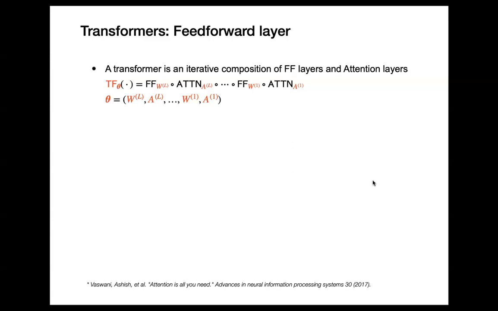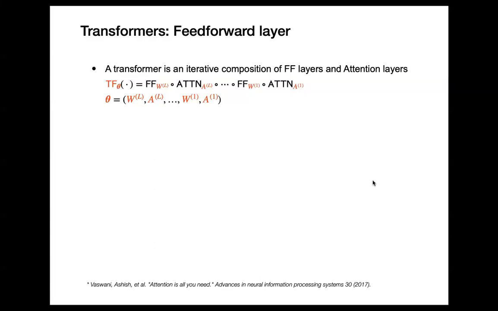So opening up this black box, a transformer is an iterative composition of feed-forward layers and attention layers. So TF theta, with this parameter theta, is a composition of feed-forward layers with parameter WL and attention layers with parameter AL, and then we iteratively composite these FF and ATTN layers for L number of times. Here WL and AL are the parameters of these feed-forward layers and attention layers respectively. The parameters of this transformer are just the combination of WL and AL.